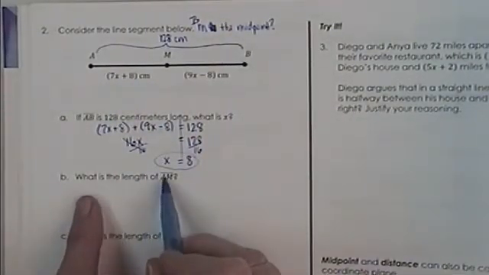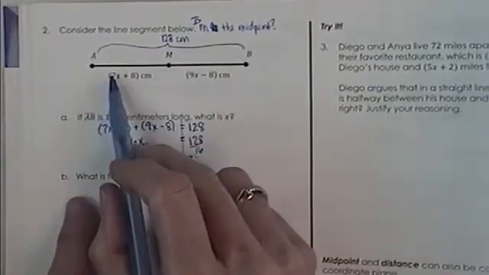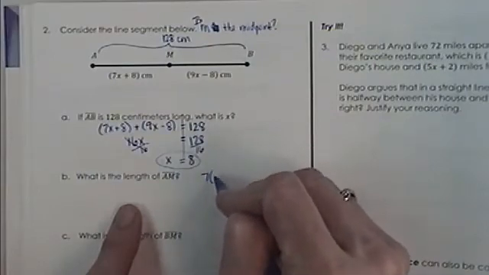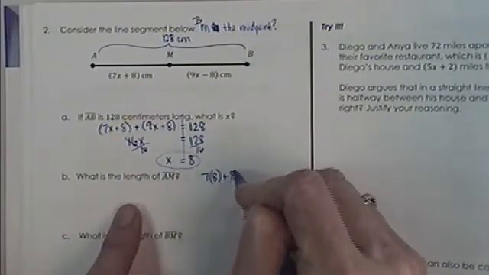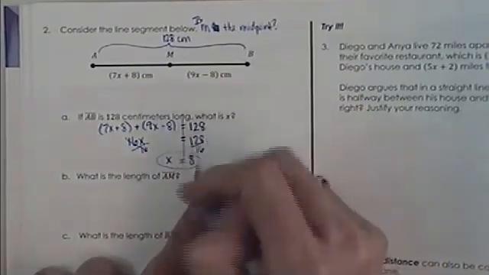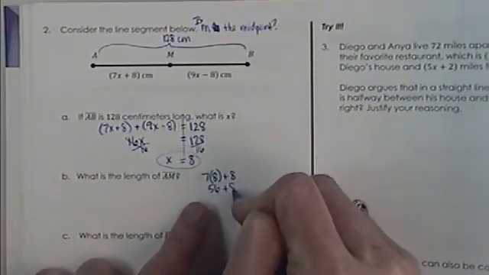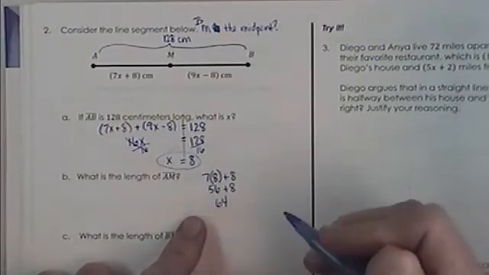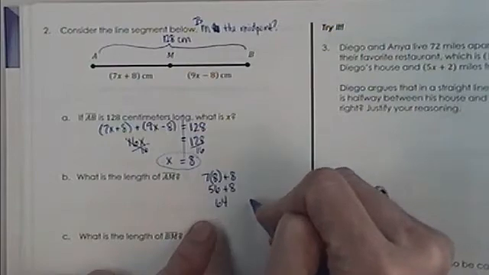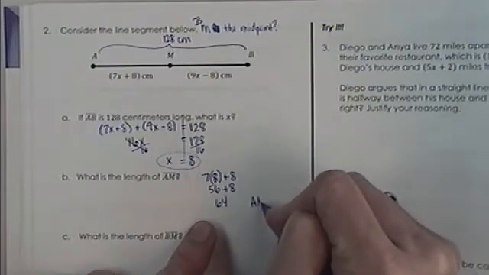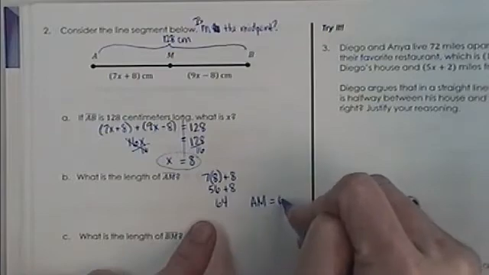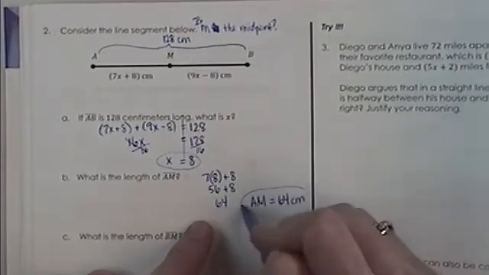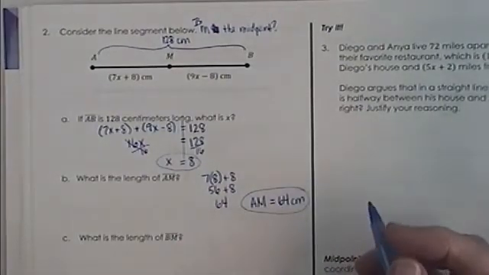What is the length of segment AM? Well, it's 7x plus 8 centimeters, and we know that x is 8, so we're going to put 7 times 8 plus 8. 7 times 8 is 56, add 8, and 56 plus 8 is 64. So the length of AM, from A to M, is equal to 64 centimeters. Remember, the distance from A to M, that's what we're writing there. That's why I didn't put a segment symbol over the top of it.